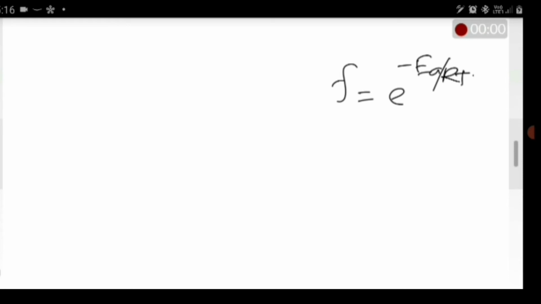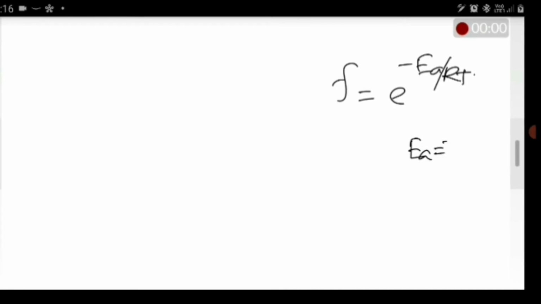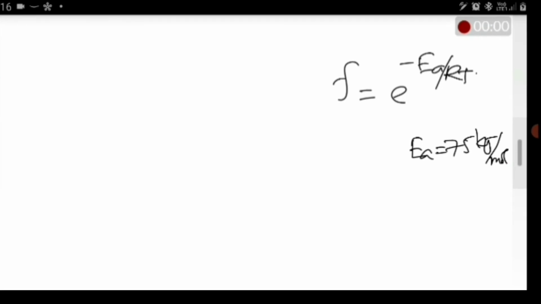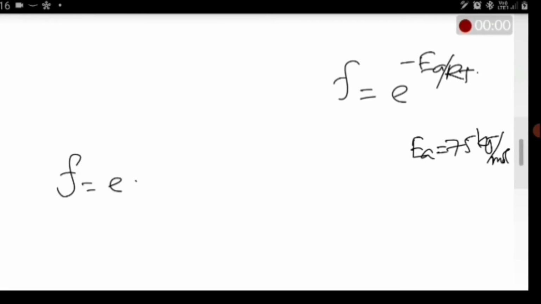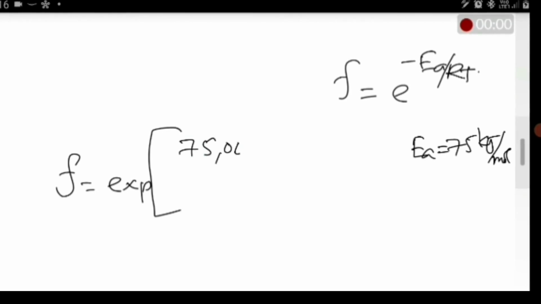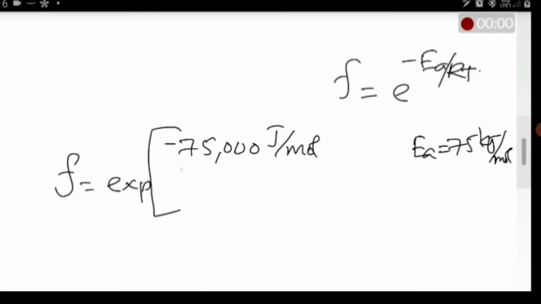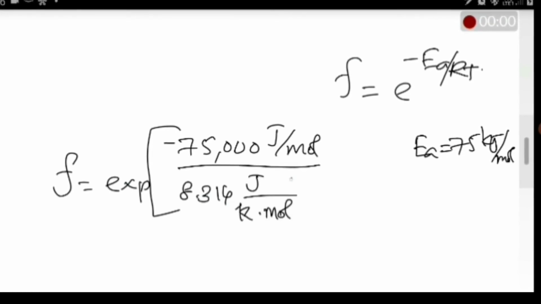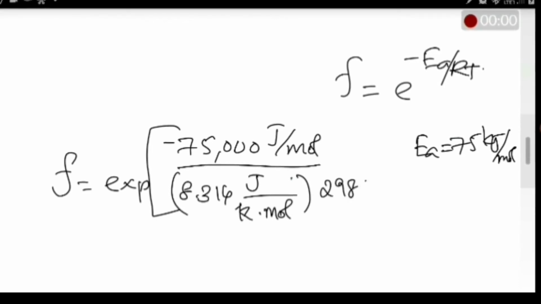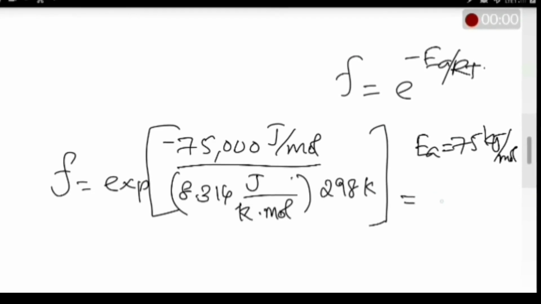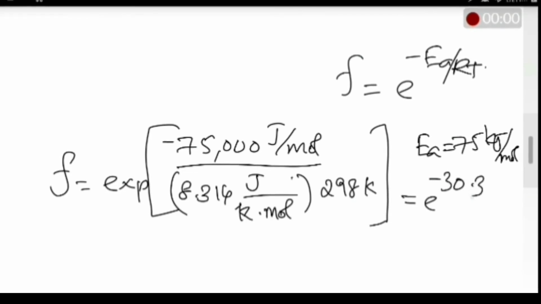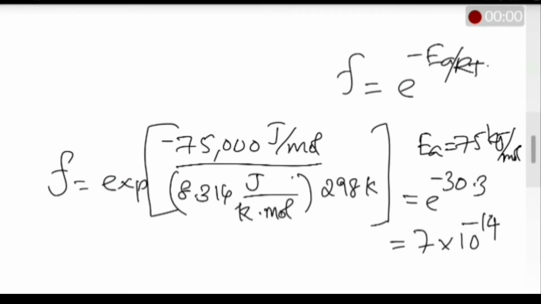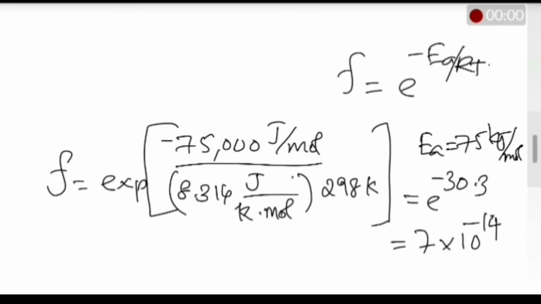Let's consider a reaction having an activation energy of 75 kilojoules per mole. The value of f at 298 Kelvin is 7 times 10 raised to minus 14. How can you get it? So f is equal to exponential of minus 75,000 joules per mole divided by 8.314 joules per Kelvin per mole times 298 Kelvin. If you simplify it, you get e raised to minus 30.3, which is equal to 7 times 10 raised to minus 14. That means only 7 collisions in 100 trillion are sufficiently energetic to convert reactants to the product.